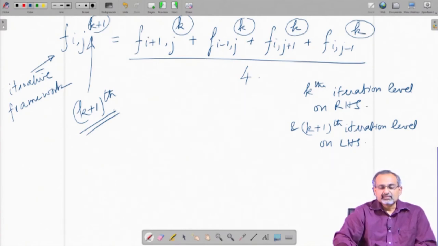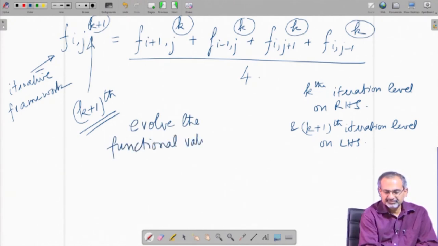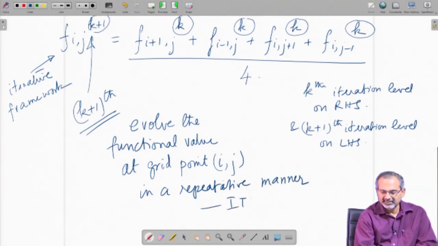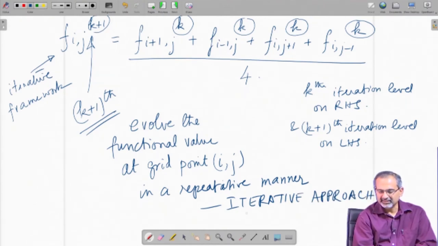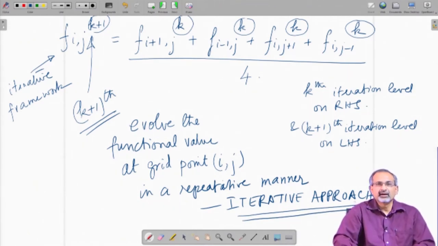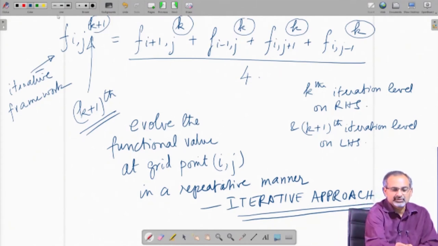So, this kind of a perspective will help you to evolve the functional value at grid point ij in a repetitive manner, which we are calling the iterative approach. What we essentially mean by the iterative approach is that you do repeated calculations by means of which you keep updating the values of the function at a certain point like ij based on the latest available values coming from the neighboring grid points, and that is precisely what this equation is going to do for you.